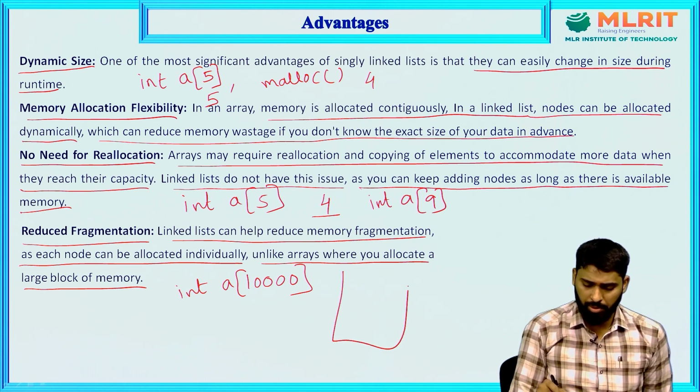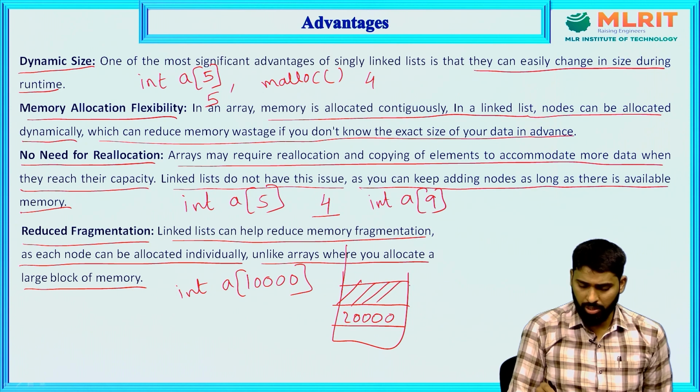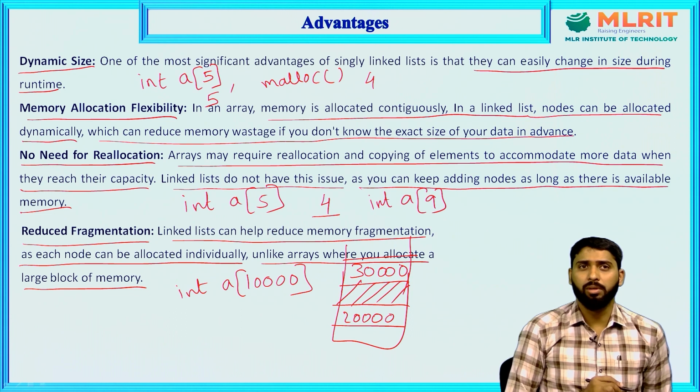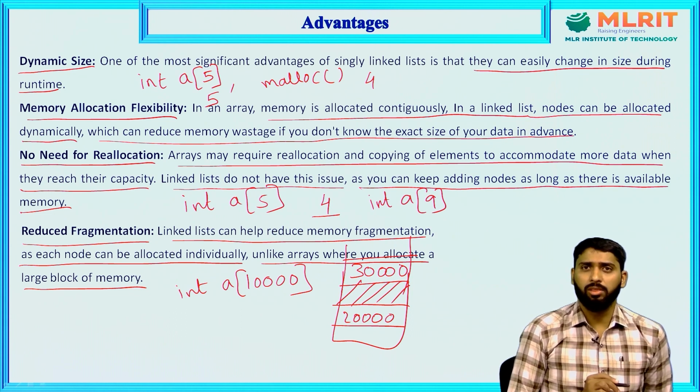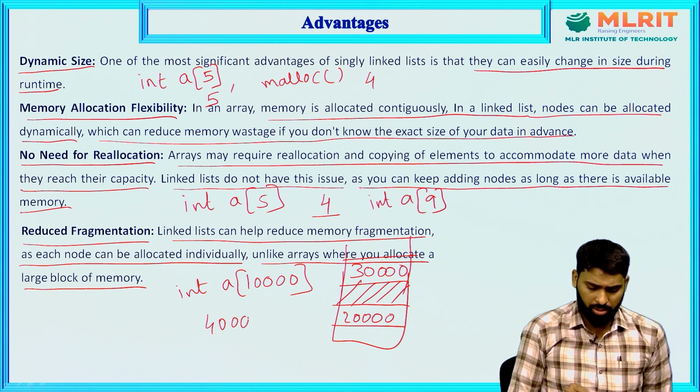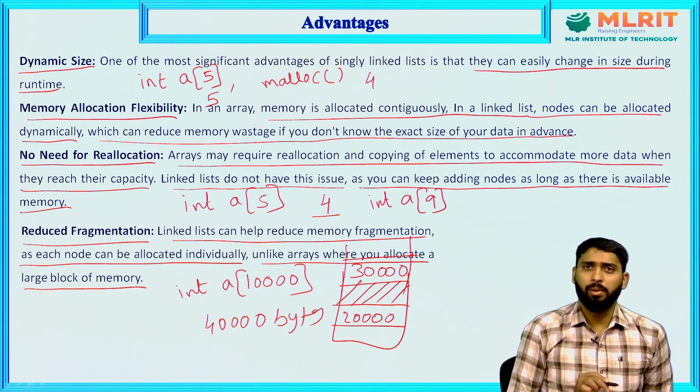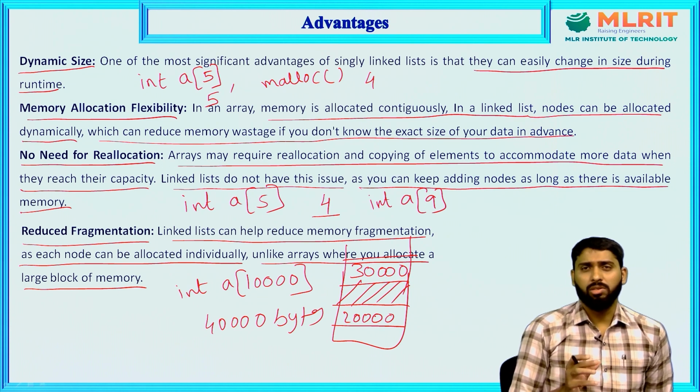For example, this is the memory. Here 20,000 bytes are available, and this is utilized by another program. Maybe here another 30,000 bytes are available. Now if you declare int a of 10,000, it requires 40,000 bytes. Actually 50,000 bytes are available in memory, but we are not able to use them. So how do we overcome this? By using a linked list. Okay. So these are some of the advantages of linked list over the array. So what is the disadvantage?